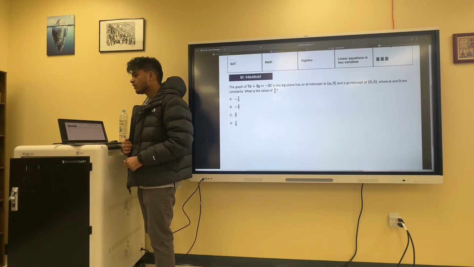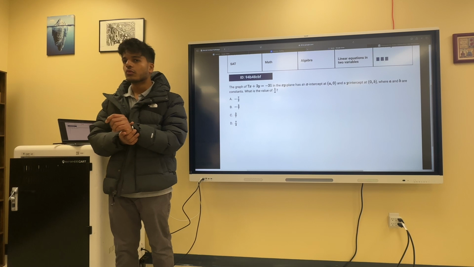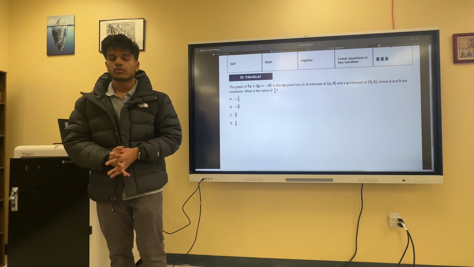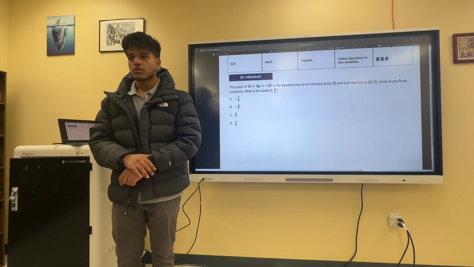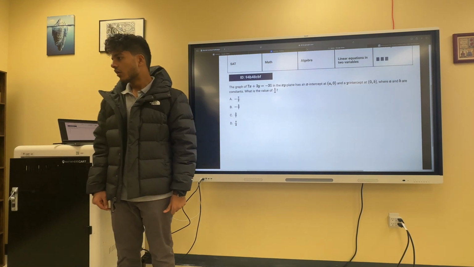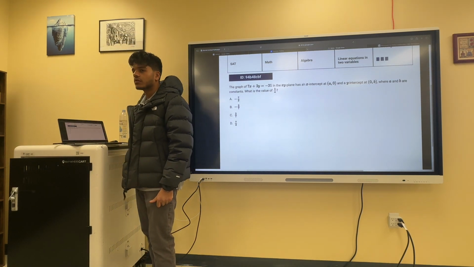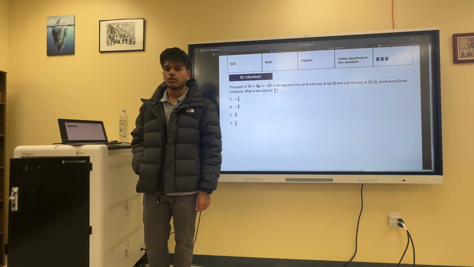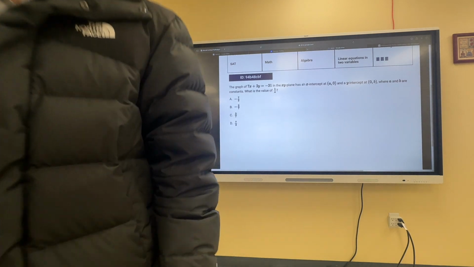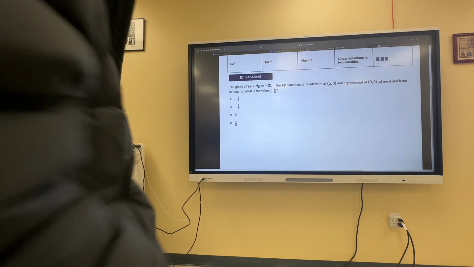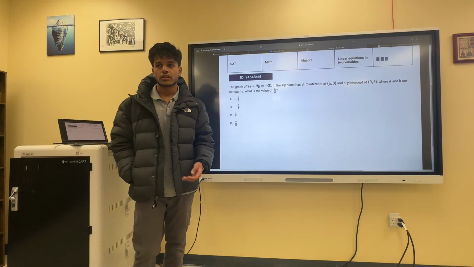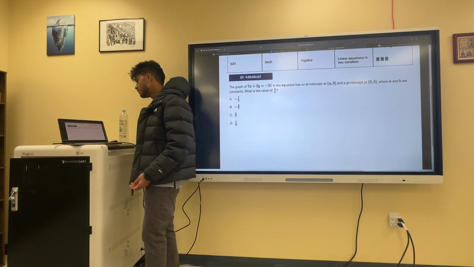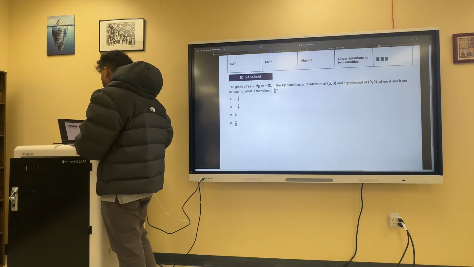If you're given a standard graphing calculator like a TI-84, that's when you have to convert it into slope-intercept form and then plug it into your calculator, right? But for Desmos, any form works, okay?